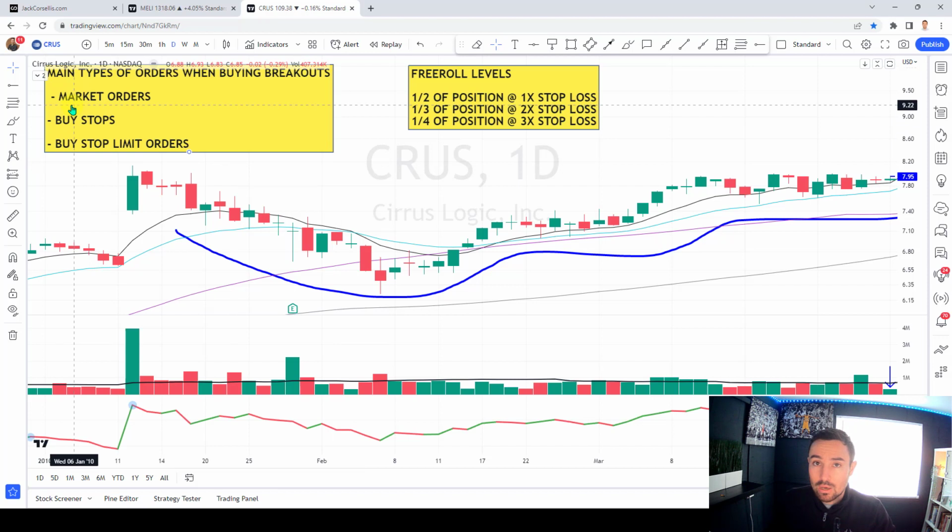That is market orders, it is buy stop orders, and it is buy stop limit orders. So let me just give you an overview of what each of those orders are. So the first one, a market order. That is basically you are just saying, I want to buy X amount of shares at the market right now.